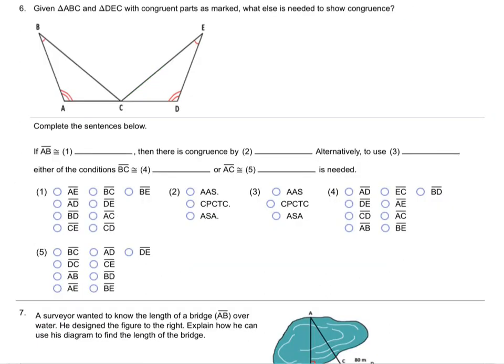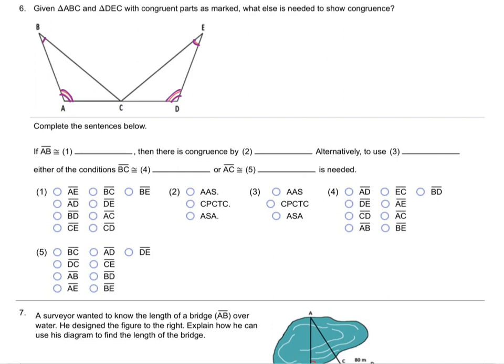All right, number 6, given triangle ABC and DEC with congruent parts marked, what else is needed to show congruence? So notice on this one, we've only got 2 things. We got this angle is the same as this angle, and this angle is the same as that angle. So we've got 2 equal angles. But that's all, just 2 things. Remember, we need 3 things to prove that 2 triangles are identical. Well, what else would we need to complete it? That's what they're asking us in this problem. What else do we need?